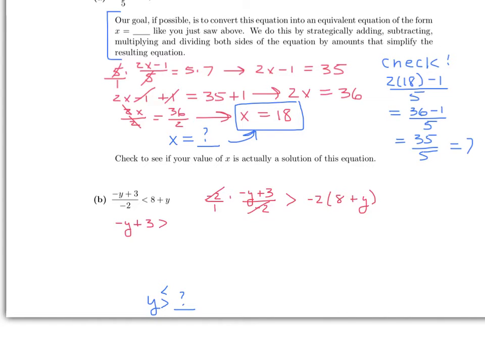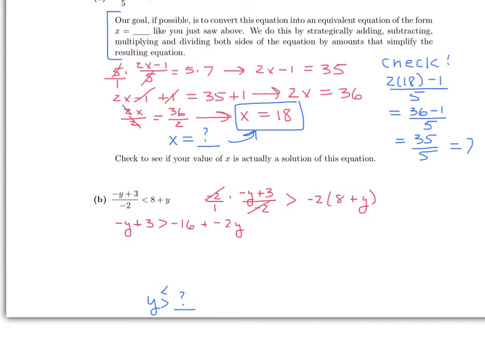Now let's look at the right-hand side. I believe we could simplify the right-hand side by actually performing this multiplication. We've done this before. We used the distributive property to do this. So we take the -2 times the 8 and we arrive at a -16, and then we take the -2 times the y and we arrive at a -2y. So the resulting inequality is equivalent to the one we started with, but just a little bit simpler.